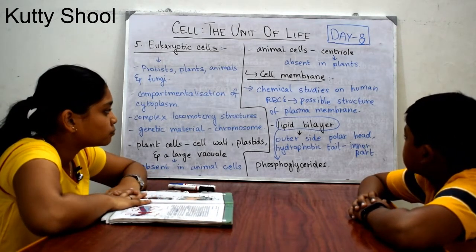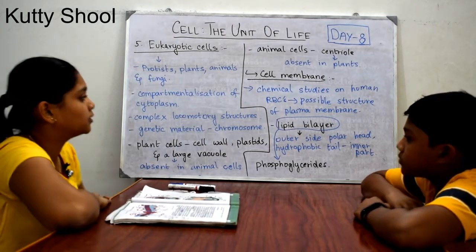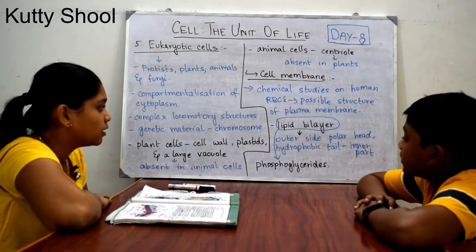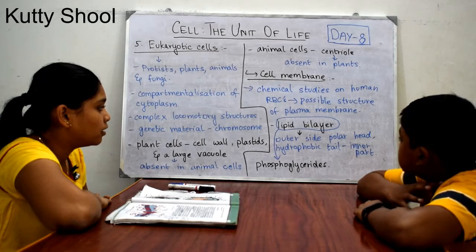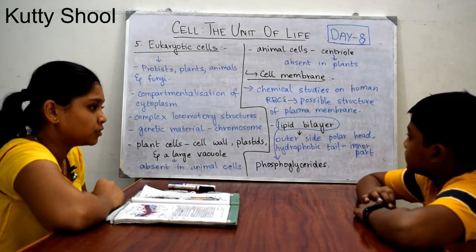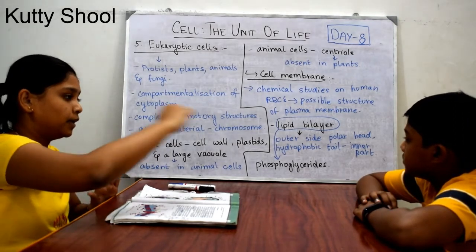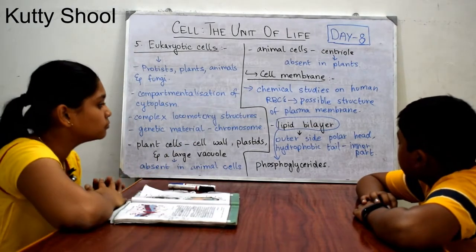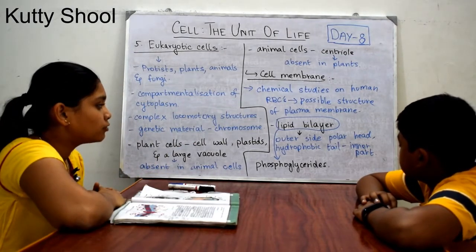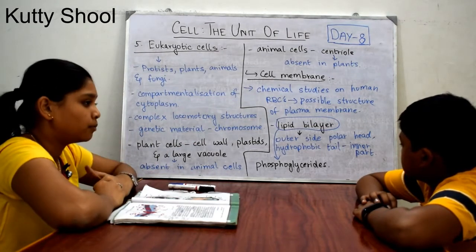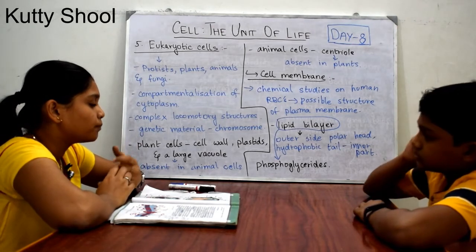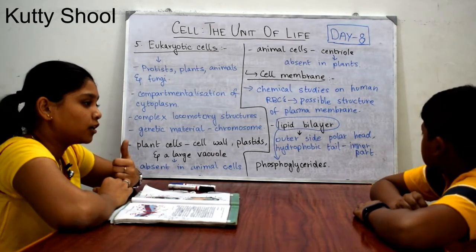So what does this plasma membrane contain? It has a lipid bilayer structure, with a lipid layer at the top and a lipid layer at the bottom. The outer side of the lipid layer has a polar head. Polar heads are water lovable.